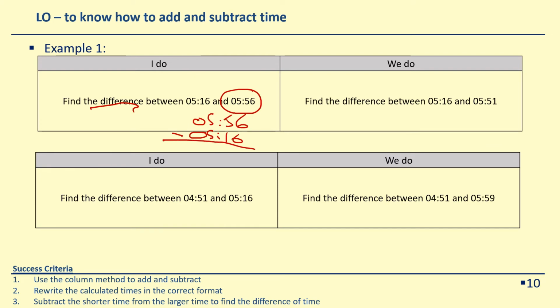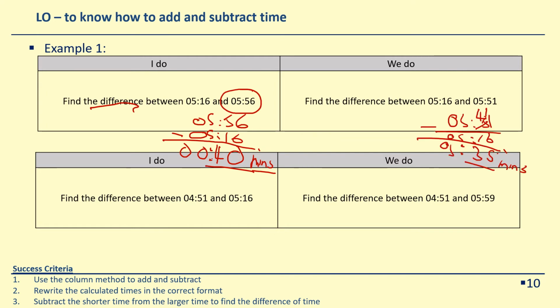Okay, 6 take 6 is 0, 5 take 1 is 4, 5 take 5 is 0, 0. So the difference in these two digital times is 40 minutes. Important that we have 40 minutes, because at the end it would be minutes. Pause the video, have a go at the we do, please.